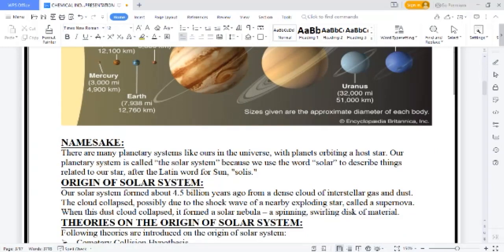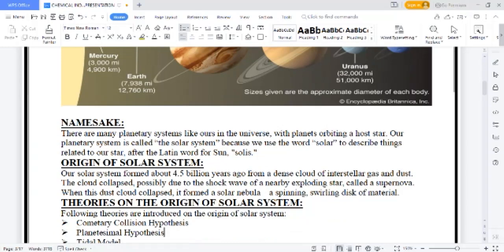Why do we call it solar system? There are many planetary systems like ours in the universe, with planets orbiting a hot star. And our planetary system is called the solar system because solar is used to describe things related to our star, after the Latin word for sun, solis. Because of this, we call it solar system.